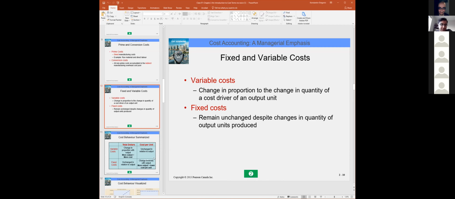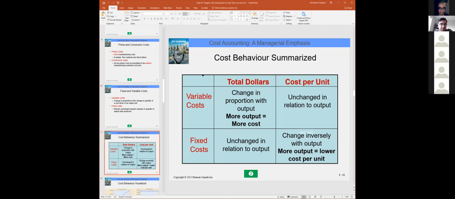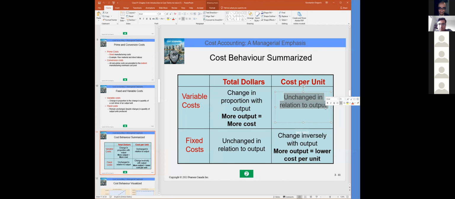Anyways, here it is summarized. So variable costs change in proportion with output. More output, more cost. That's in total dollars. But the cost per unit is unchanged in relation to output, assuming you're in a relevant range and the relationship is linear. I mean, in reality, the relationship's never linear. It is in a certain range, and then it starts curving inwards and outwards. I'll show you a graph regardless.